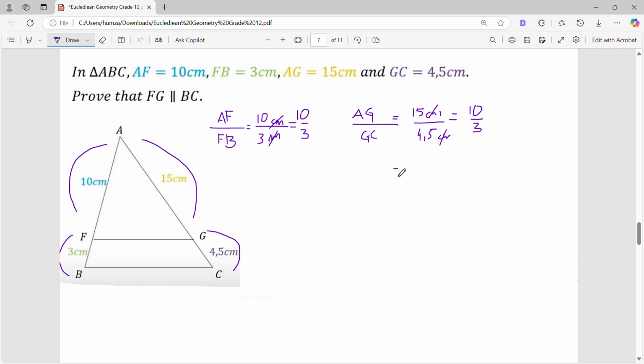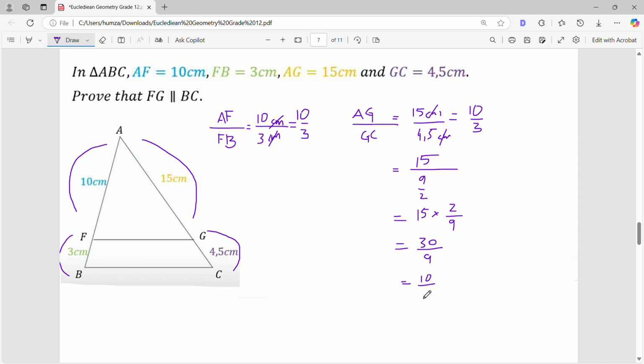So let's expand this, right? We say 15 over 4,5. 4,5 is the same as 9 over 2. 9 divided by 2 centimeters, and then we can say 15 times, we will do the inverse, so 2 over 9, and then 15 times 2 over 9 will become 30 over 9, and that will become 10 over 3.